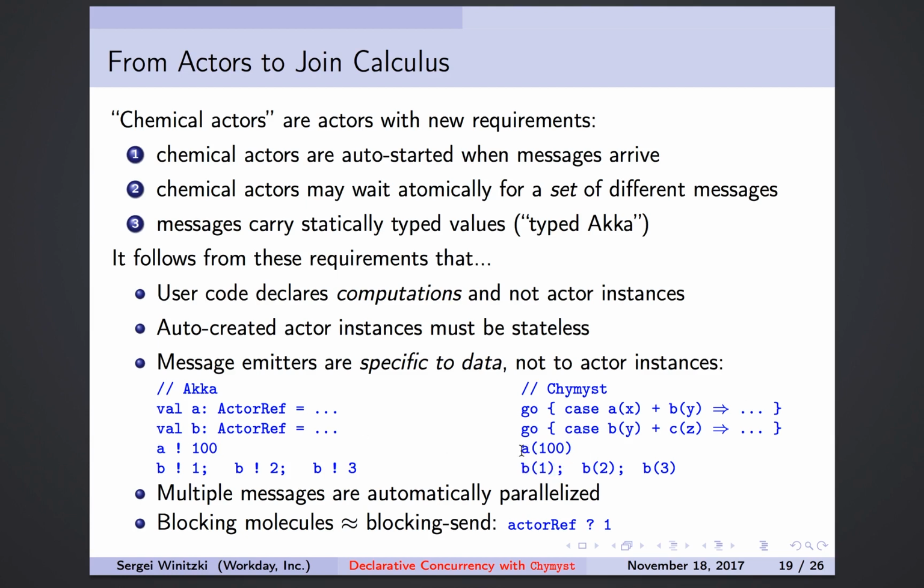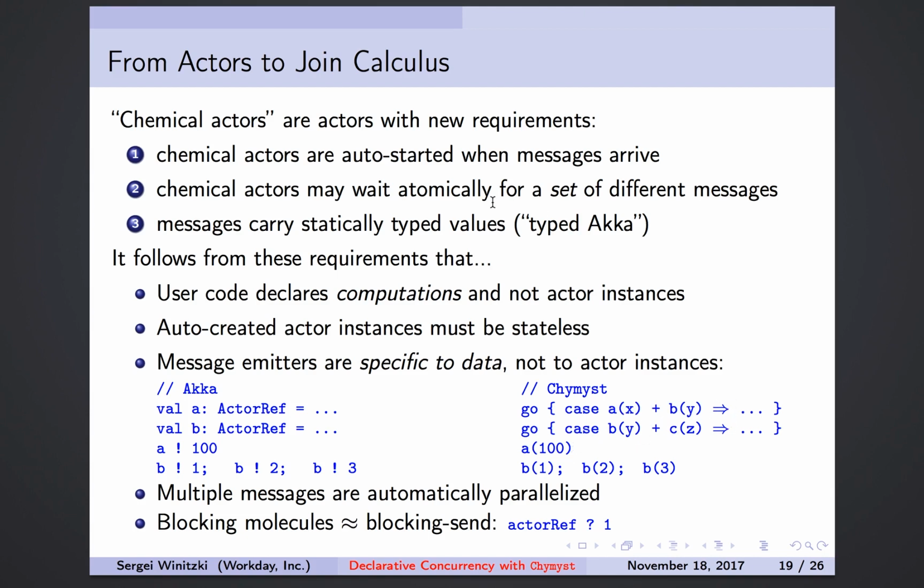But the labels A and B are not specific to a particular computation, or rather, they're not specific to a particular instance of the computation. They're specific to what computations will be consuming these messages, but not to instances of computations. So these computations will be automatically instantiated. And also note that B can be consumed by these two different computations, which is impossible here. And the computation needs to wait for two messages at once, which is impossible here.